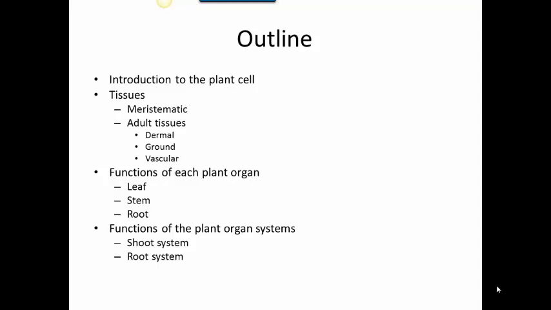Then we'll take a look at the functions of each of the plant organs. The plant organs include the leaf, the stem, and the root. And then finally, we'll take a closer look at the functions of the two plant organ systems, which are the shoot system and the root system.